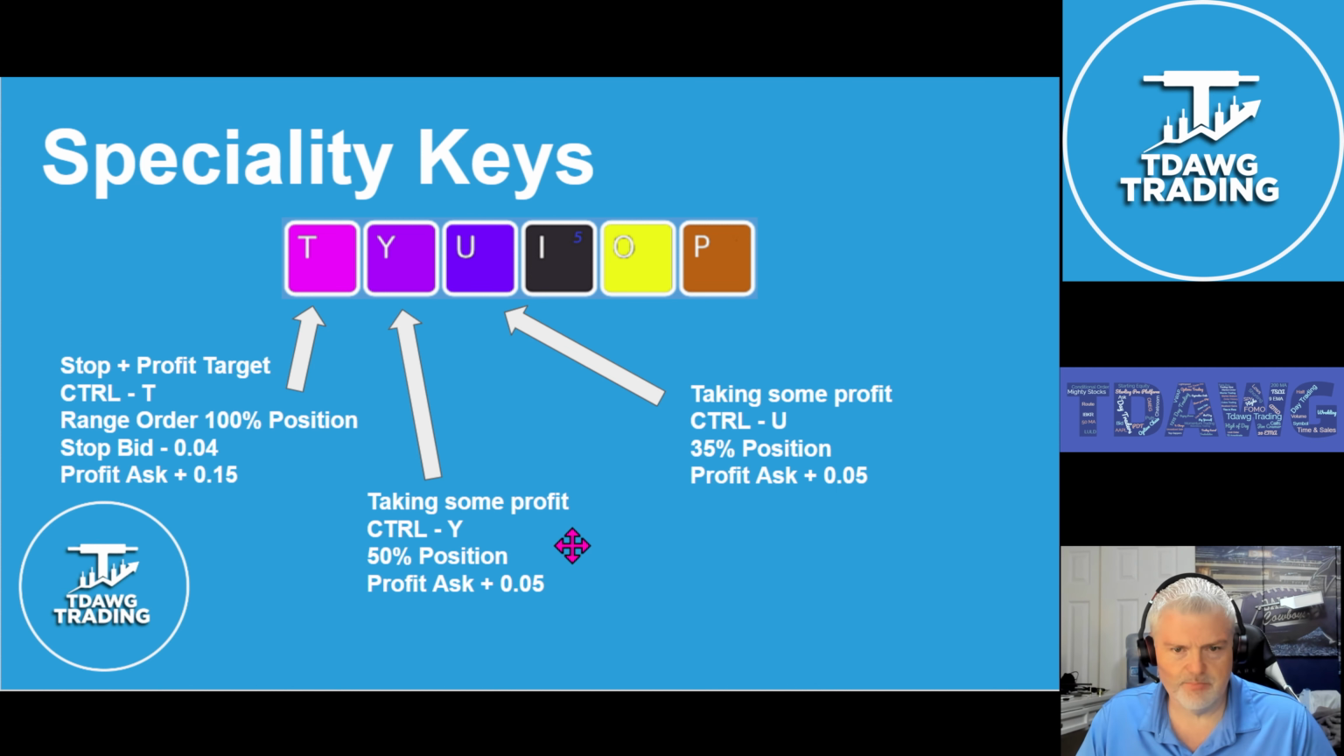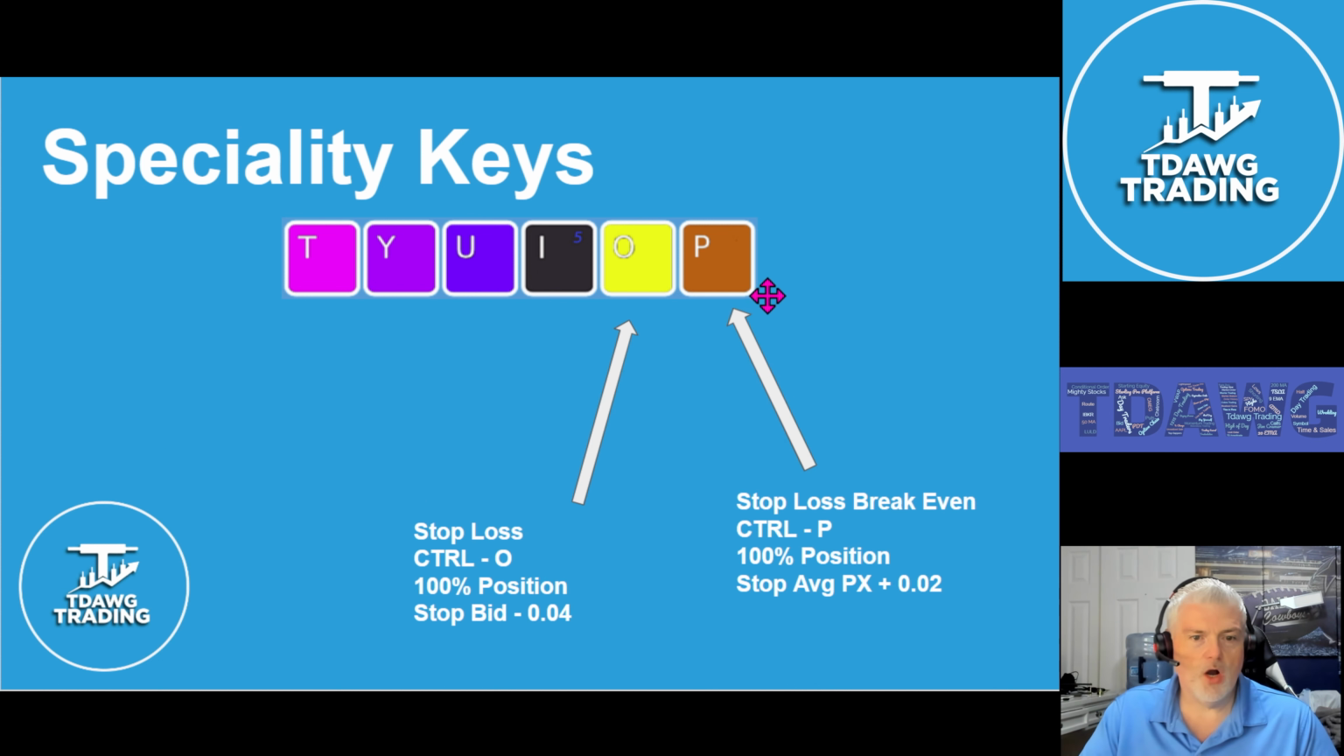Y and U are simply, let's take some profit off the ask. So taking 50%. They're just some opportunities to take some additional profit. And then my O and P, those are my two other stop loss keys. So O is essentially me saying I'm going to levy out the position at the stop bid minus 4 cents.